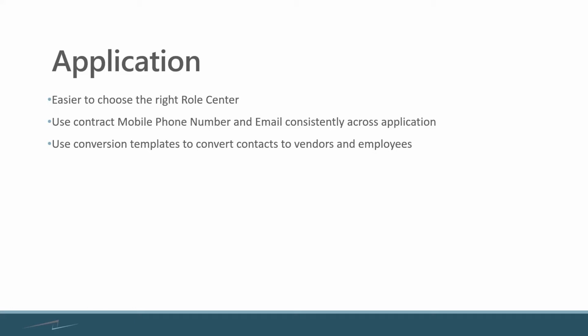Using contact, so that should be contact, not contract, mobile phone number and email consistently across the application. What we've seen in the past is the email address is used, but it's not consistently used. So Microsoft has cleaned it up so that contact information on your customers, vendors, bank accounts, or contacts in the CRM relationship management system is leveraged consistently across the application. So they took care of some holes where that was not done in the past.